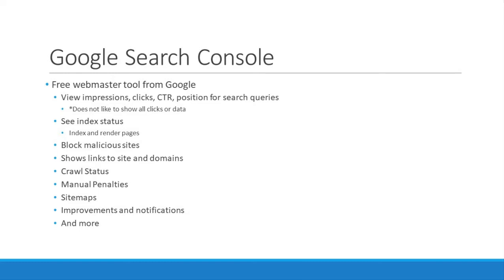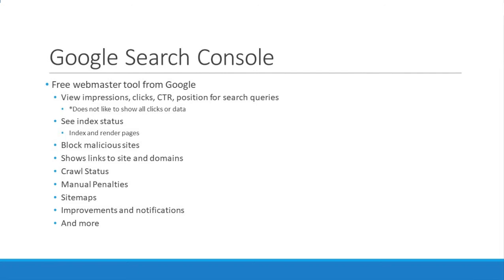It's going to show you the index status. You're going to be able to index and render pages. This is one of the easiest ways to get your site indexed. You're going to block malicious sites, show links to sites and domains, give you crawl status, and manual penalties if you've got them. You'll upload your sitemaps, look at your sitemap, and see if there are any issues or errors. It'll give you improvements for HTML and notifications, and even more stuff. So let's take a look at how to set up Google Search Console.